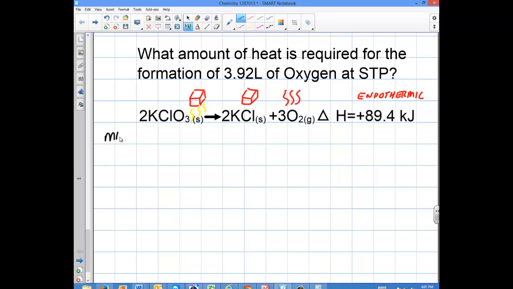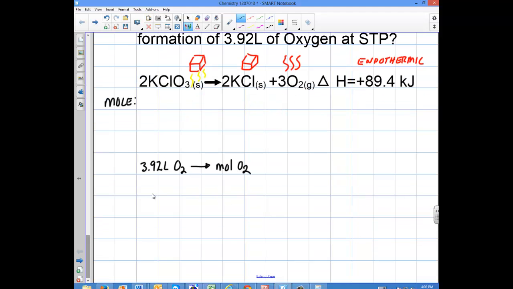I have moles here. And I'm starting out with 3.92 liters of oxygen at STP. Well, I need to find the number of moles of oxygen, right? So again, we're going to start out down here, 3.92 liters of oxygen, and I want to go to moles of oxygen, right? So liters of oxygen into moles of oxygen. So I'm going to start out with 3.92 liters of O2, and I know that I'm at STP, right?